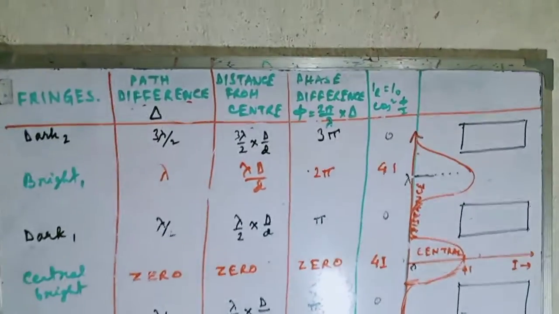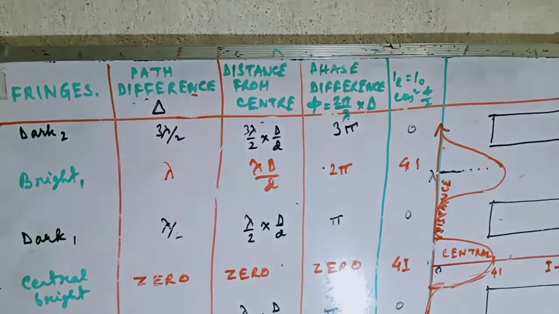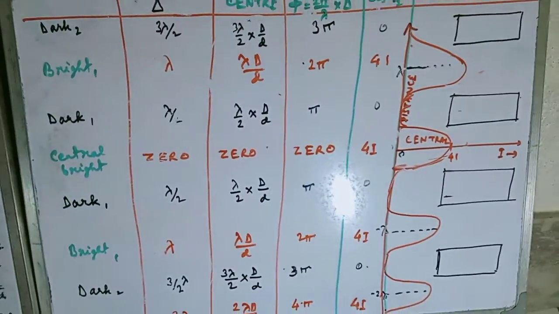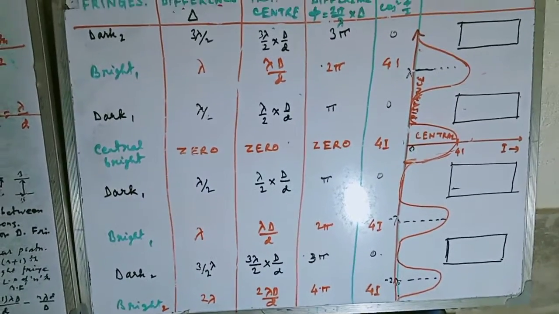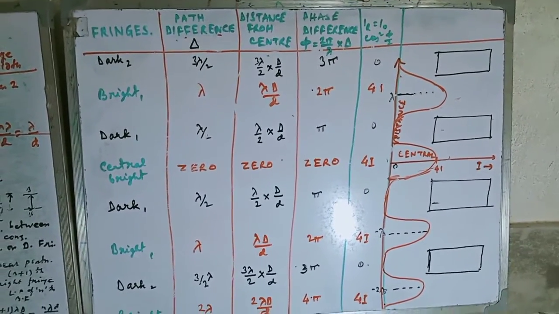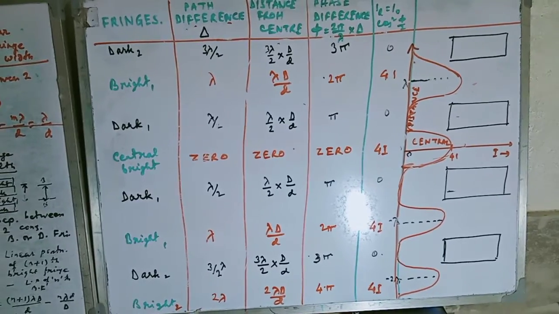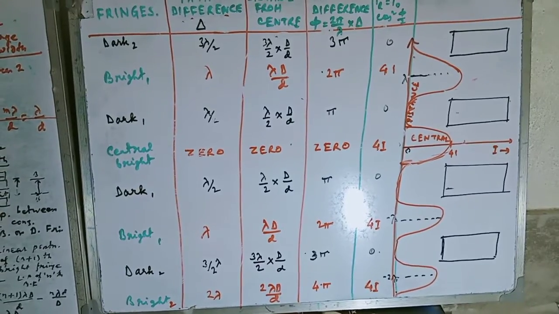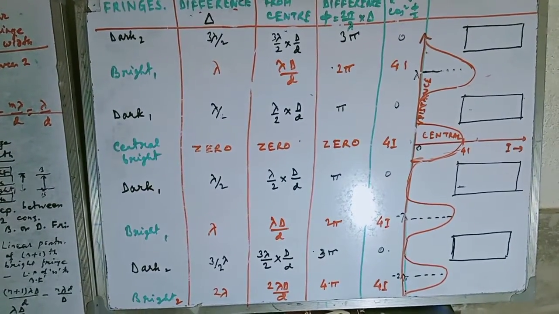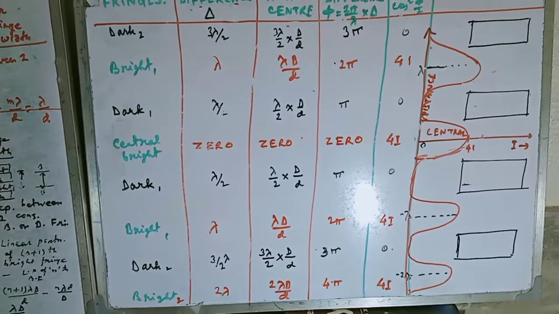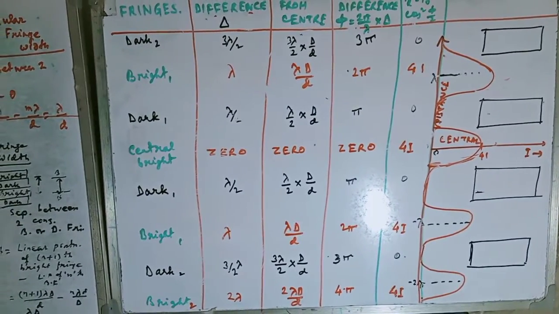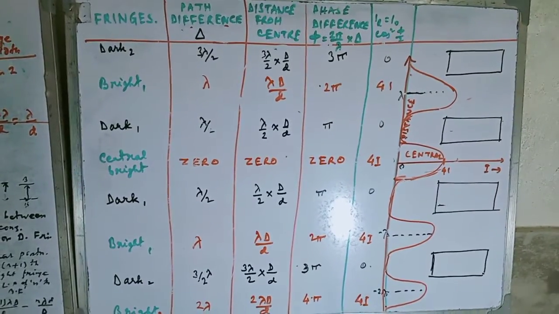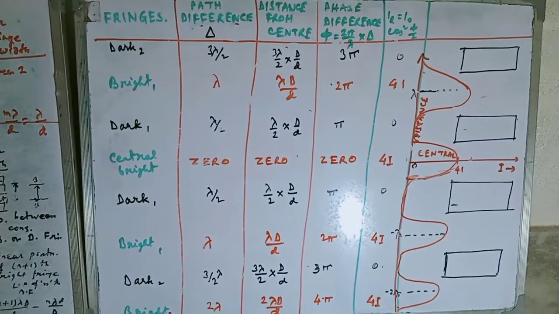So in this table I have shown the fringes, the path difference, distance from the center, phase difference, and the intensity computed in this manner. I will also send you a photograph of this diagram. It will be of immense help. See how the central bright fringe of intensity 4I is found in the central region, then two dark patches on the upper side and the lower side of the central bright fringe. Then see the alternate sequence of bright fringes shown in red color and dark fringes shown in black color, along with all the computations shown here.